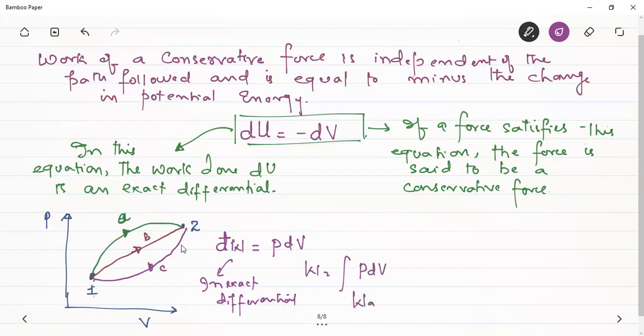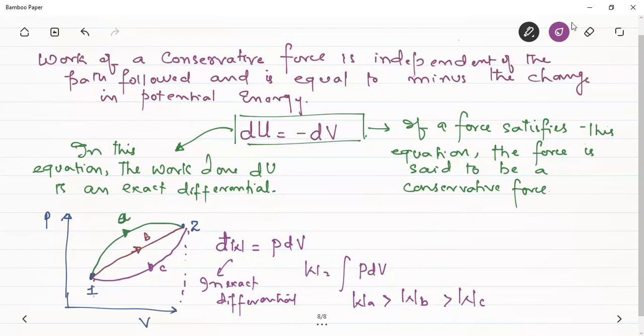If you draw the projections of these two points, the area under the path will be maximum. Therefore, the work done when a system moves from the initial state to the final state along path A is greater than the work done along path B, and that in turn will be greater than C, because the area under this PV curve will be least for process C. So the initial and final states are the same, but the processes are different because they follow different paths. Therefore, in this case, the work done is an inexact differential. It is not an exact differential. We can't represent this work done in terms of the change in some property.